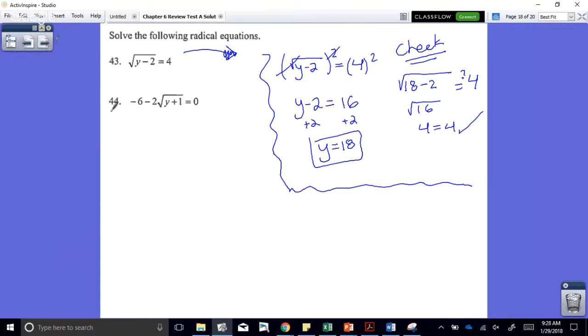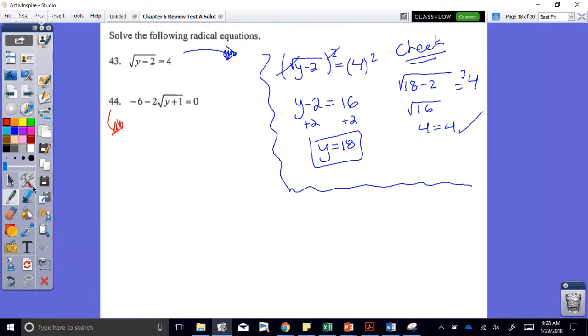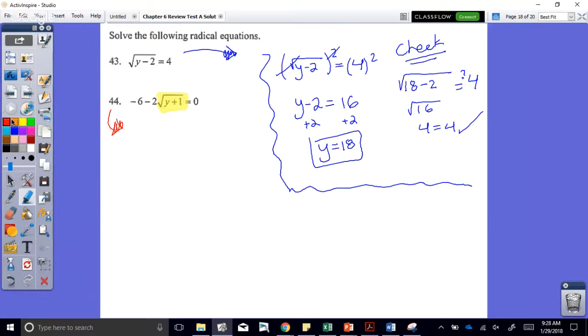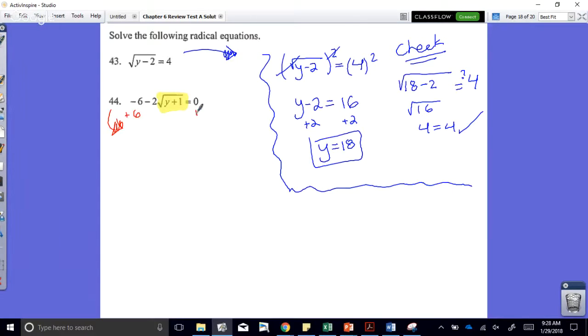44. This time we are going to have to isolate. So again, I'm going to pretend a box around the radical. And if it's not inside the box, it's got to move before we get started. The first thing that I'm going to have to do here is add, so this is negative 2 times the square root of y plus 1 equal to now 6.